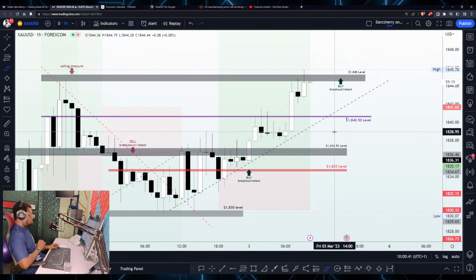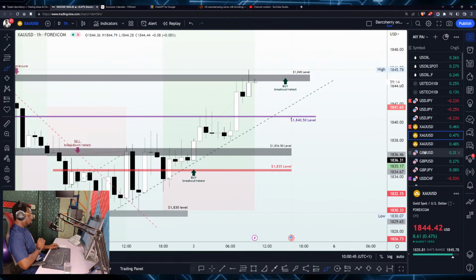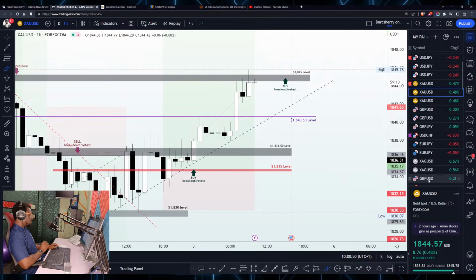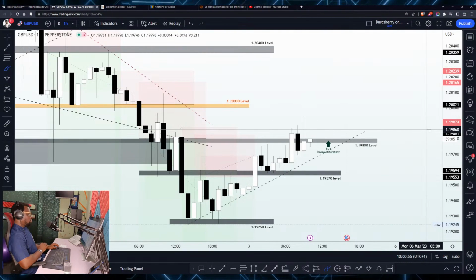So in that regard, I will be moving right into the last pair for today, and that is the GBPUSD. Now I would like to take the new chart I shared yesterday on the GBPUSD.